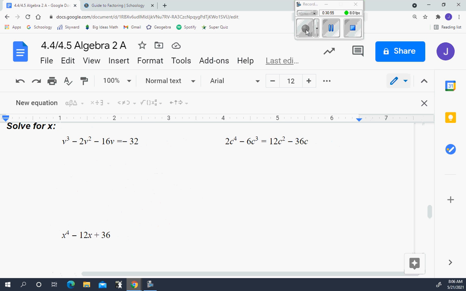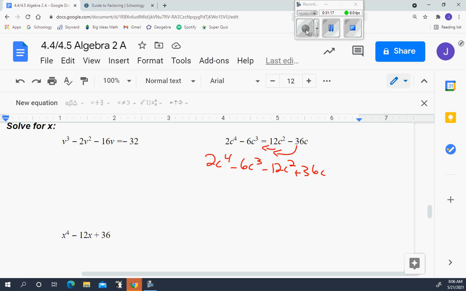Next one. Okay, it's not equal to 0. I'm going to do that first. I'm going to bring this over and this over. So I'm left with 2c to the 4th minus 6c to the 3rd minus 12c squared plus 36c.